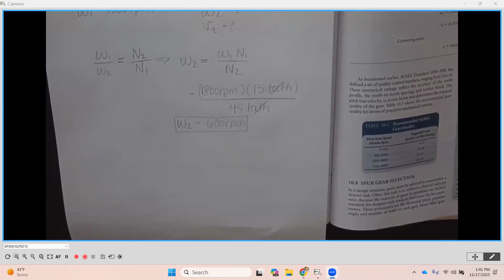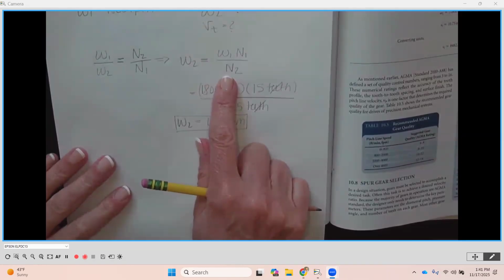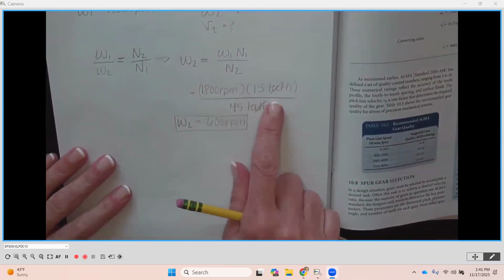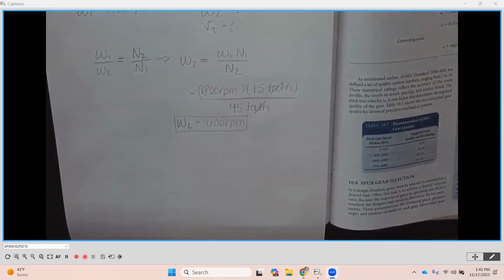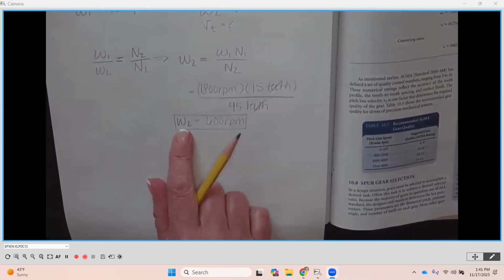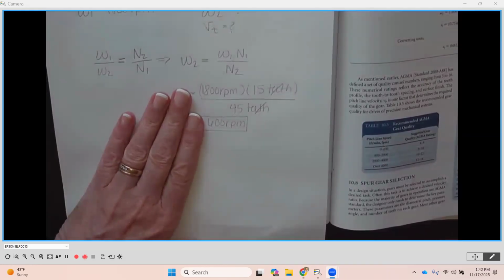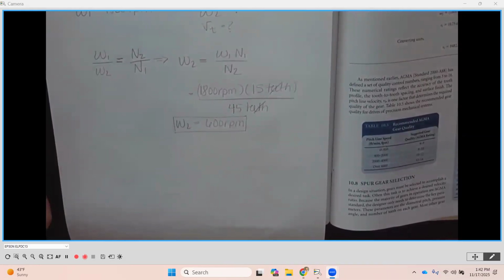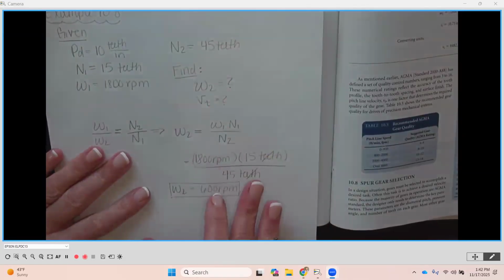Make sure that as you're doing this, you're writing out your equations in variable form clearly, putting in your values with your units, and canceling things out so that the final units that aren't canceled come out to what you're expecting. And also make sure that you say W2 is equal to. Don't just put a box around 600 RPMs. All right, so that's the first part. W2 is going to be 600 RPMs.